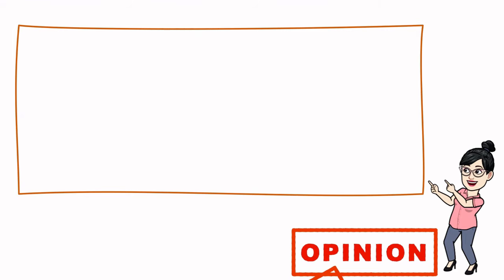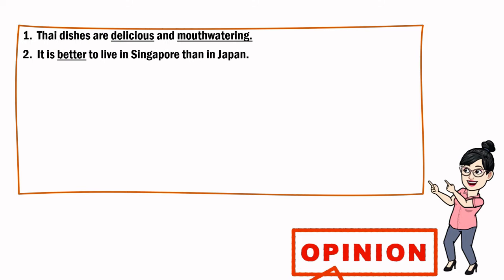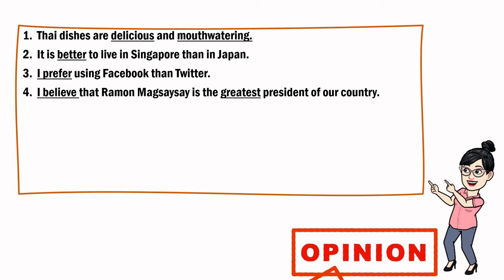Examples of statements expressing opinion. Number 1. Thai dishes are delicious and mouth-watering. 2. It is better to live in Singapore than in Japan. 3. I prefer using Facebook than Twitter. 4. I believe that Ramon Magsaysay is the greatest president of our country.